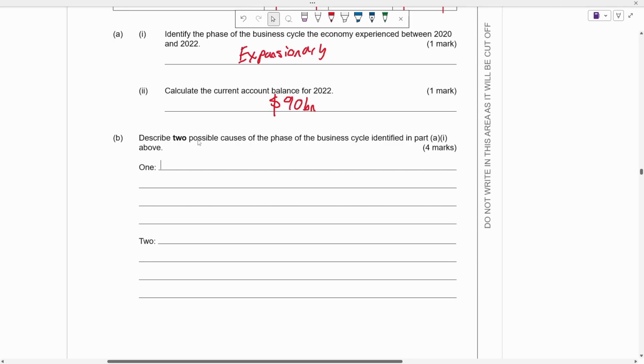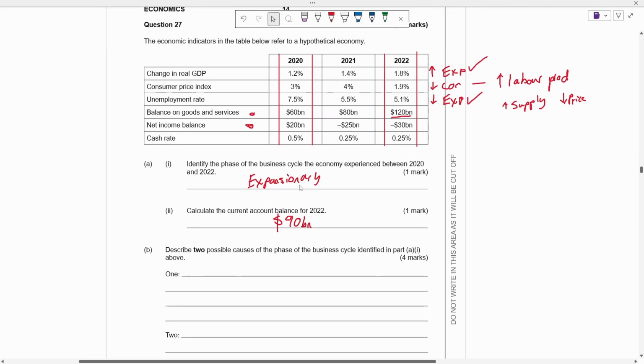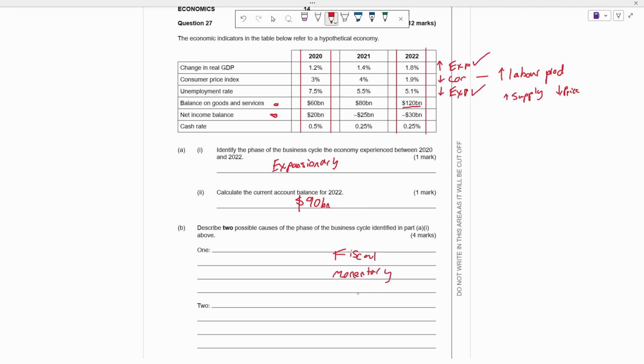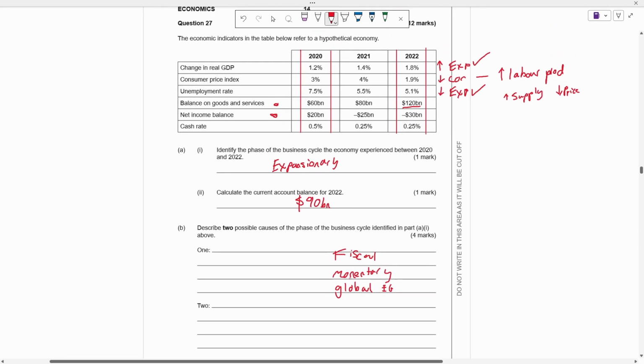So part B described 2 possible causes of the phase of the business cycle identified in part A1 above. So here we're just explaining how can the economy go into an expansionary phase? There's a few things you could talk about, right? Talk about maybe fiscal policy, monetary policy, you could talk about global economic growth, right? So you could talk about these factors. Now, I'm going to be talking about monetary policy and global economic growth.